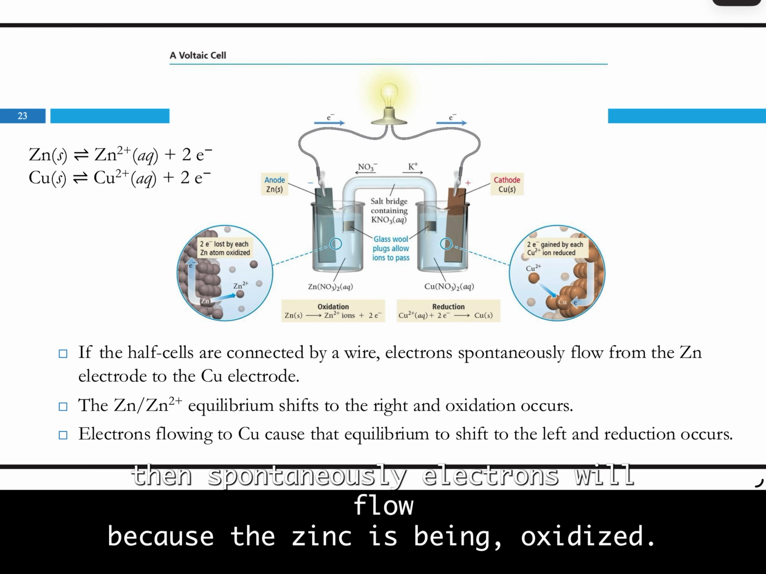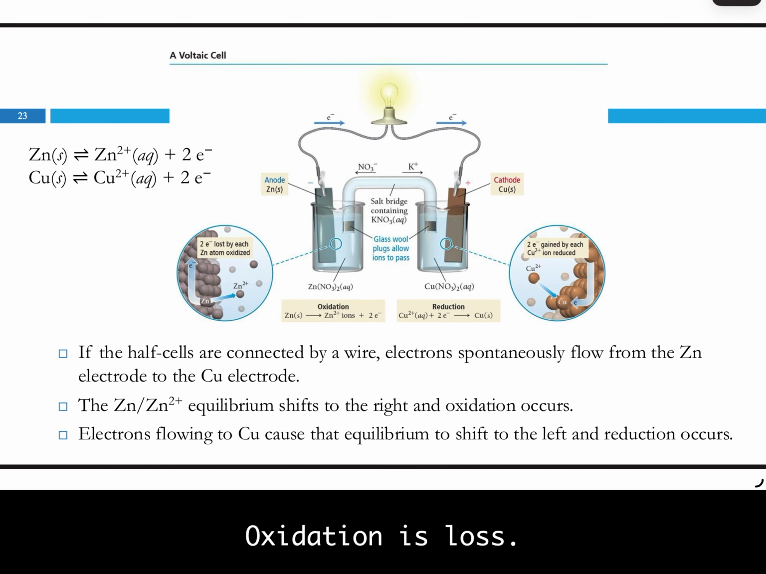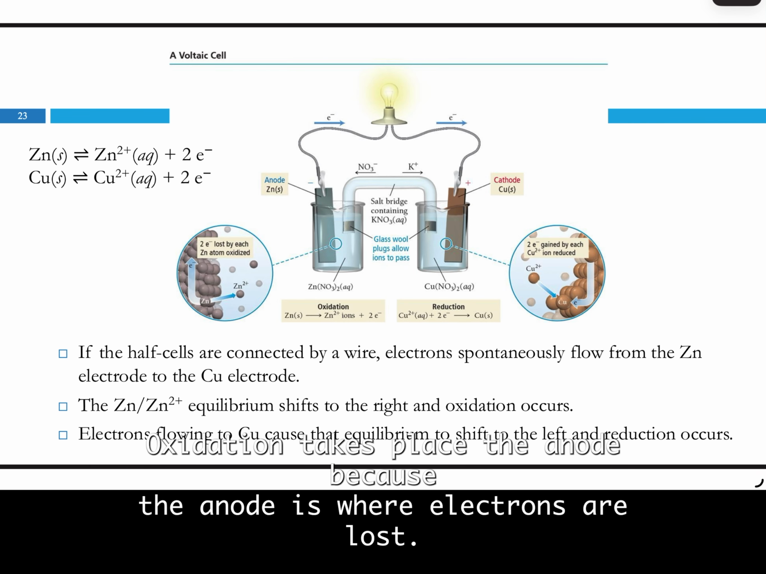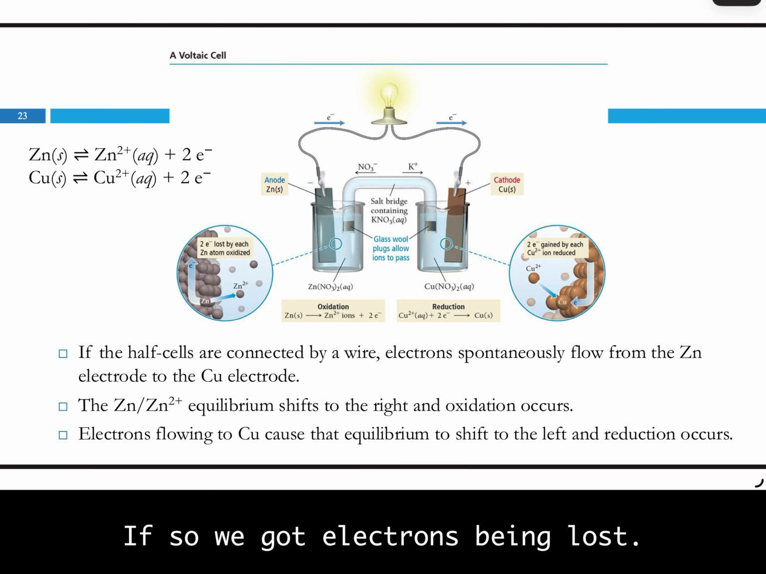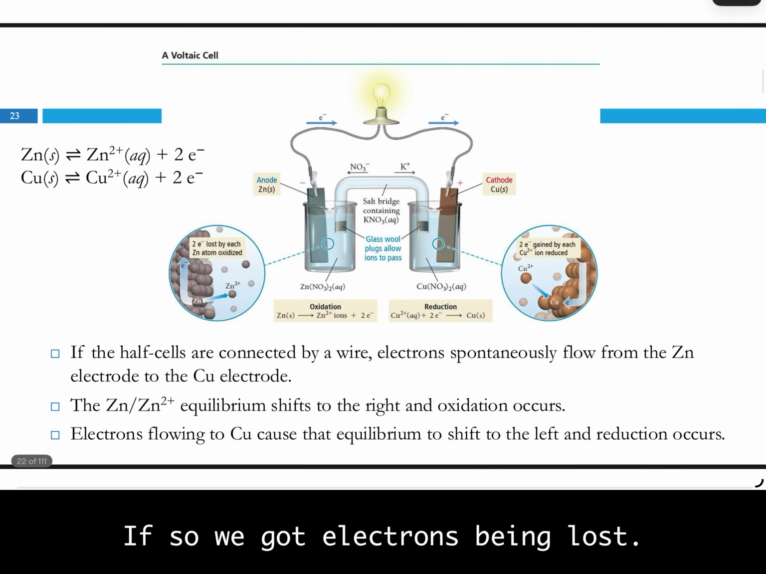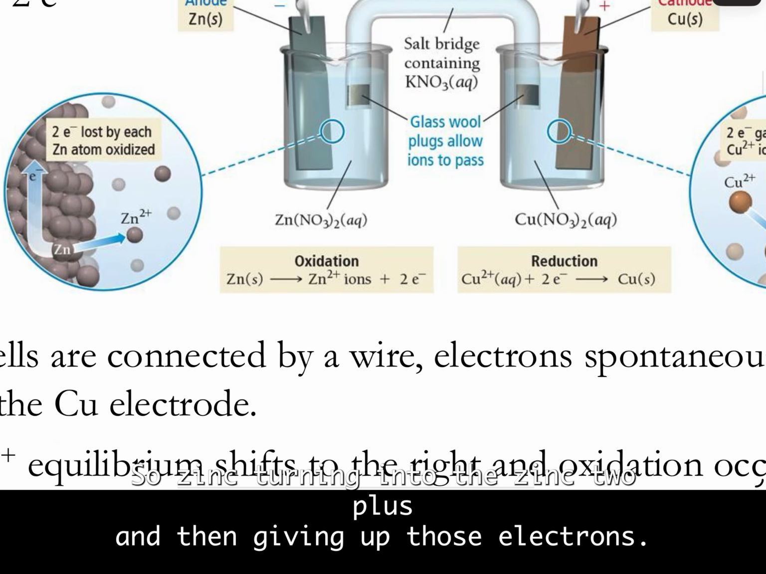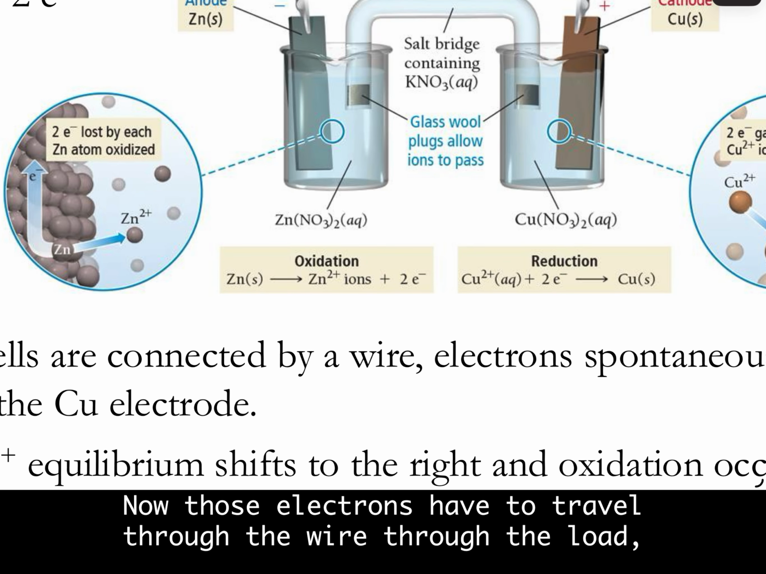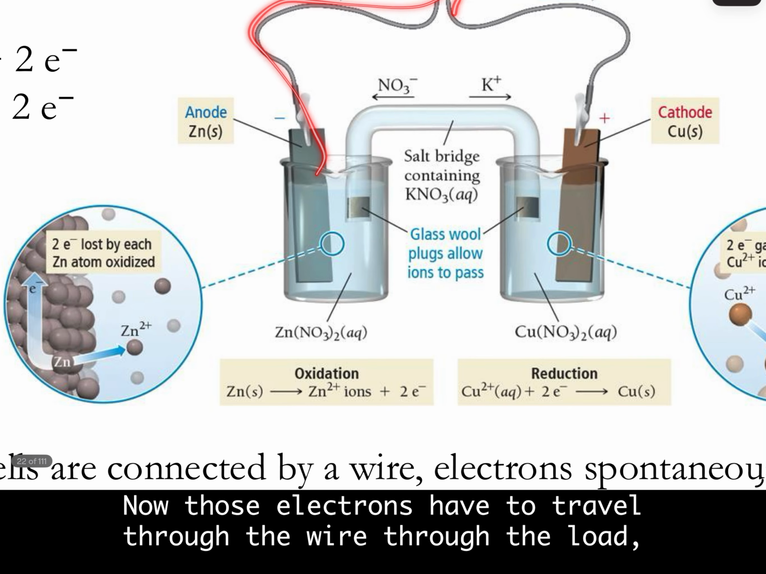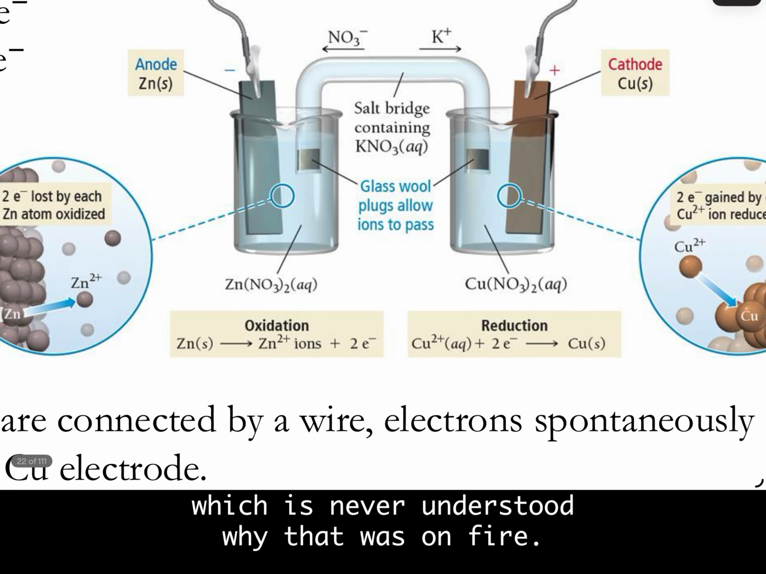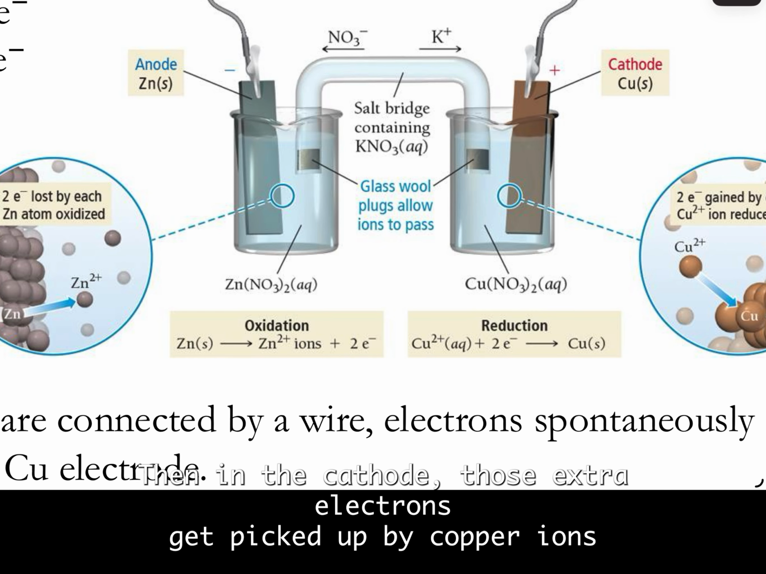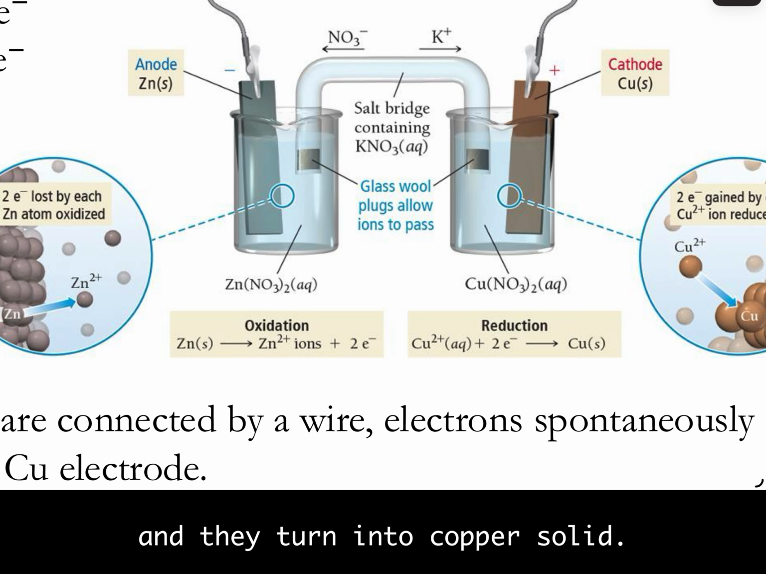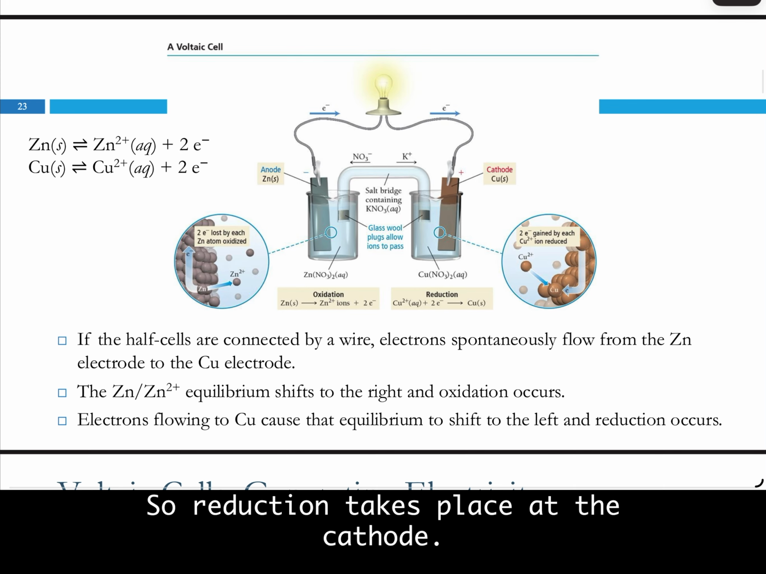And so connecting these with the wire, electrons will flow spontaneously because the zinc is being oxidized. Oxidation is loss. Oxidation takes place at the anode because the anode is where electrons are lost. So zinc turns into zinc 2+, giving up those electrons. Now those electrons have to travel through the wire, through the load, and then at the cathode, those extra electrons get picked up by copper ions, and they turn into copper solid. So reduction takes place at the cathode.